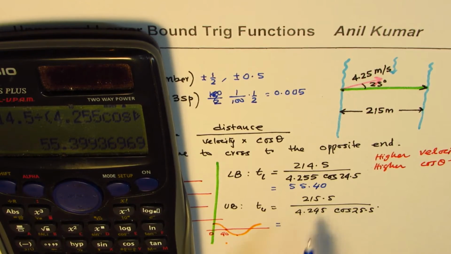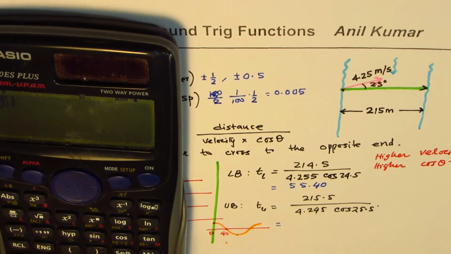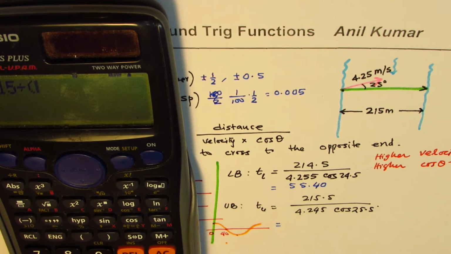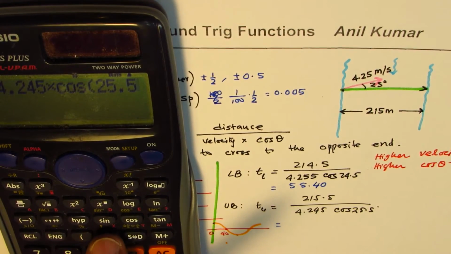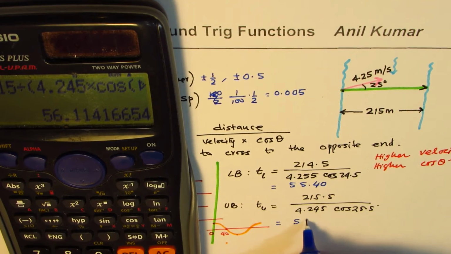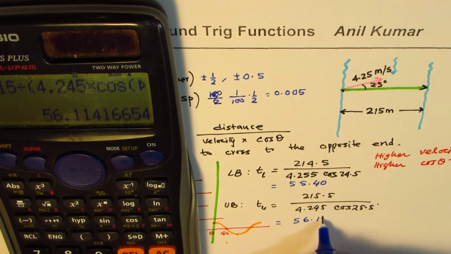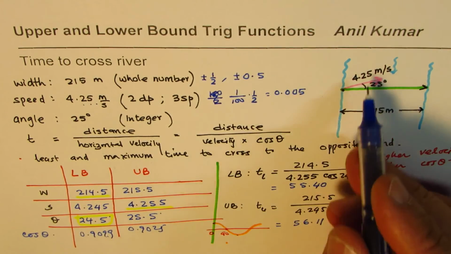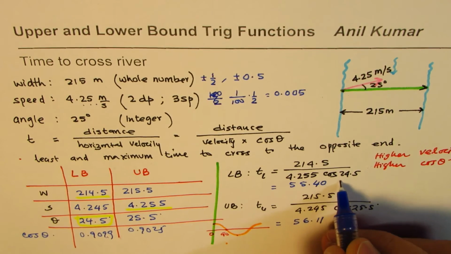Okay, now here the second one. It is 215.5 divided by, within brackets, 4.245 times cos of 25.5, 2 brackets close, equals to. That is equals to 56.11. Do you see that? Now these units are in seconds, meters per second. So time is in seconds.